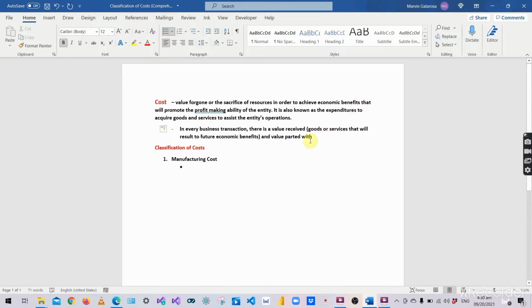Ano naman yung tinutukoy natin na value parted with? Ito naman yung resources or assets paid or traded.